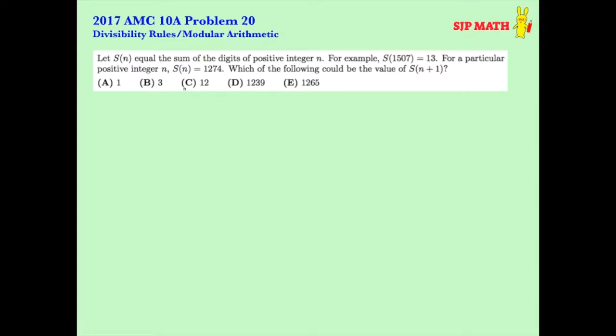And we can't just try to bash this problem and try to find an n that works. The sum is a pretty large number, so that is not a good idea. So what we want to do here is find the relationship between S of n and n.